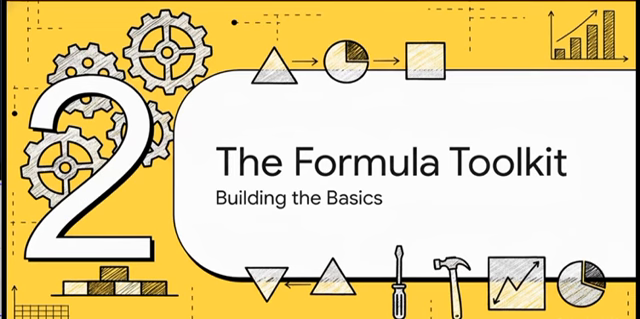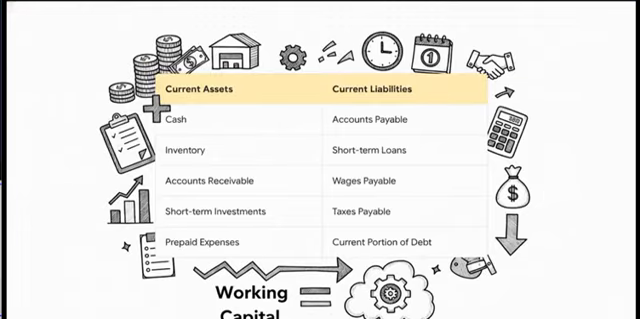Let's build out the basics. Okay, you absolutely need to lock down this core formula because you'll be using it constantly. On the asset side, we've got items like cash, inventory, accounts receivable, short-term investments, and prepaid expenses. Over on the liability side, we're looking at accounts payable, short-term loans, wages payable, taxes payable, and the current portion of long-term debt. The formula? It's a breeze. Working capital simply equals your total current assets minus your total current liabilities.